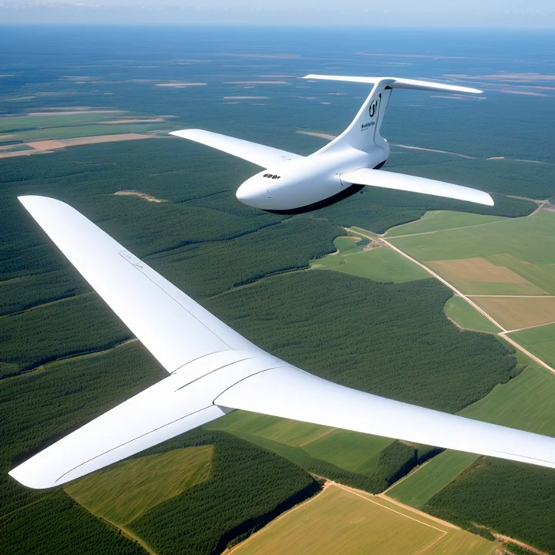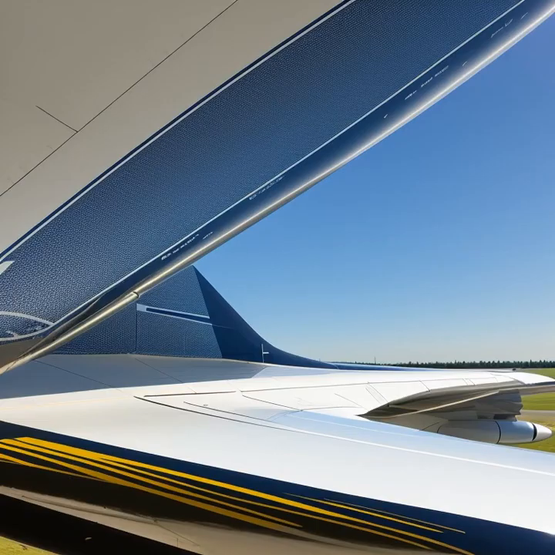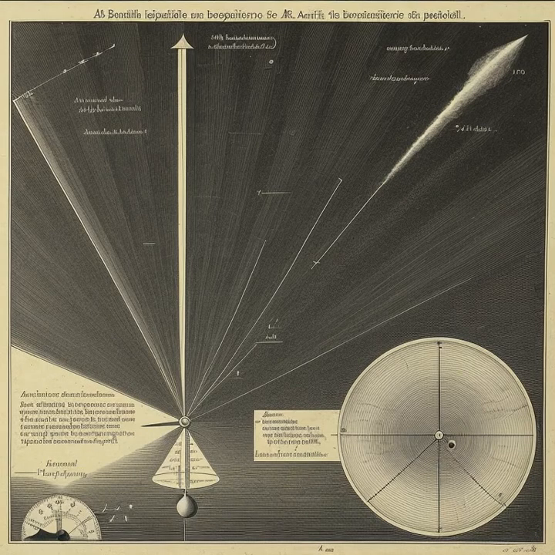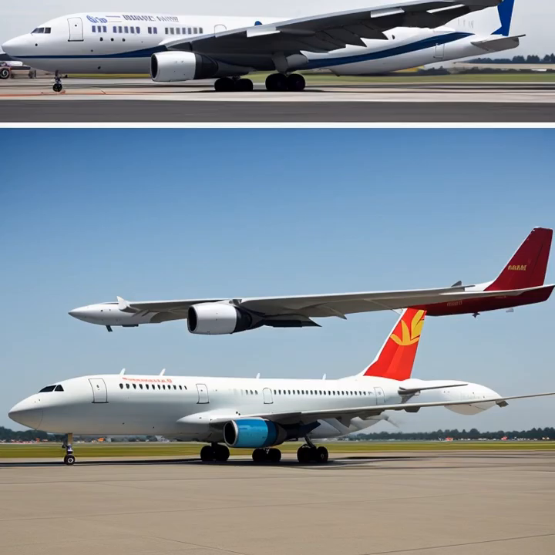Lift is the force that opposes gravity, allowing the airplane to maintain altitude or climb to higher altitudes. It's generated by the interaction between the airplane's wings and the air around them. The shape and angle of an airplane's wings play a significant role in generating lift.